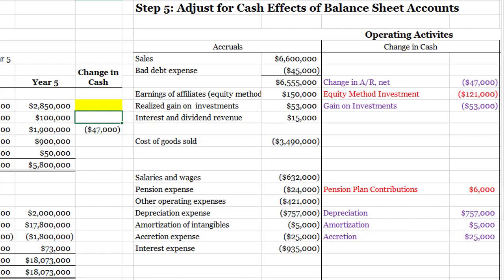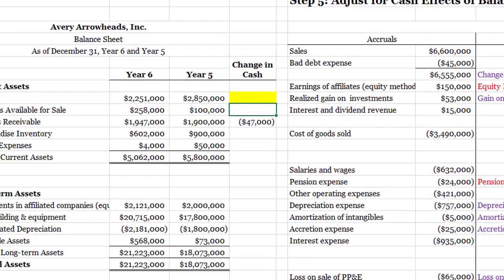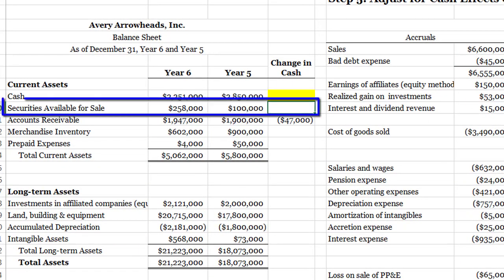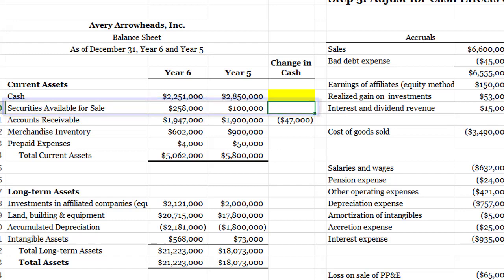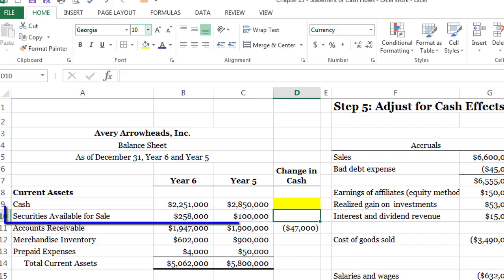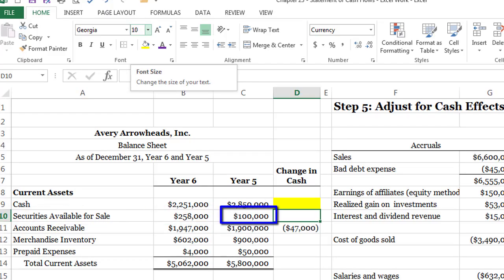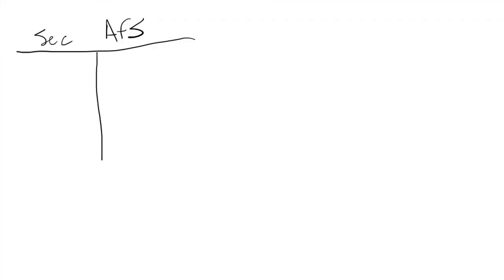So to see if that's the case, I'm going to do a T account and walk through what's happened in this available for sale security account. So let me jump to PowerPoint where I can draw a T account. Securities available for sale. And from the balance sheet, I see that I had a beginning balance of $100,000 and an ending balance of $258,000. So we'll put those in.